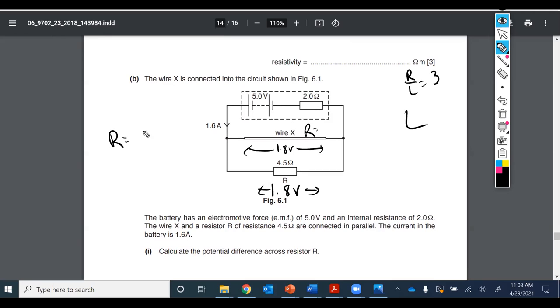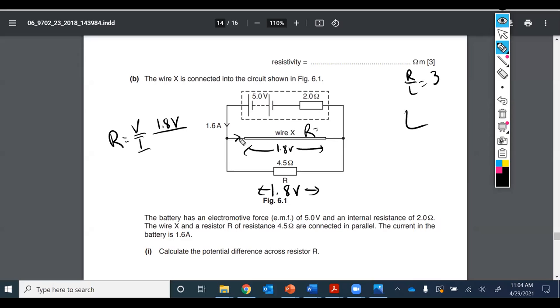R equals V over I, Ohm's law. We know the voltage across this is 1.8 volts, but we don't know the current that's going through here. Okay, so we can't solve this yet. What we do know is Kirchhoff's first law. The sum of the currents going into a point is the currents coming out of it. Some of the current's coming out.